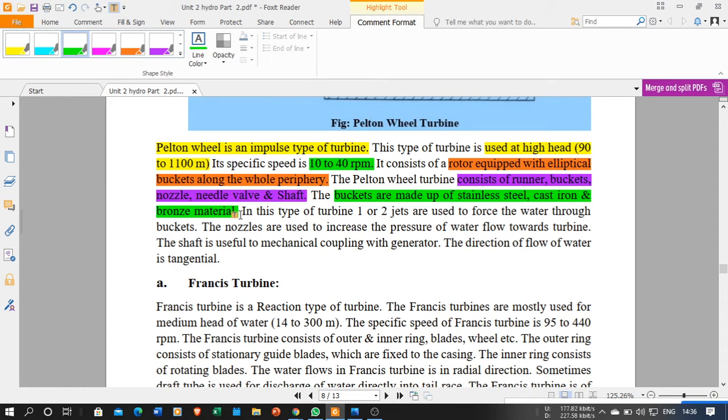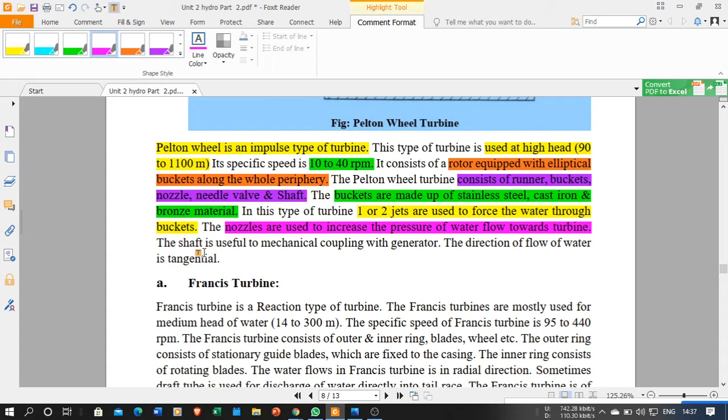In this type of turbine, one or two jets are used to force the water onto the buckets. The nozzles are used to increase the pressure of the water flow towards the turbine. What is the purpose of the nozzle? The nozzle's purpose is to increase the pressure of the water flowing through the turbine.